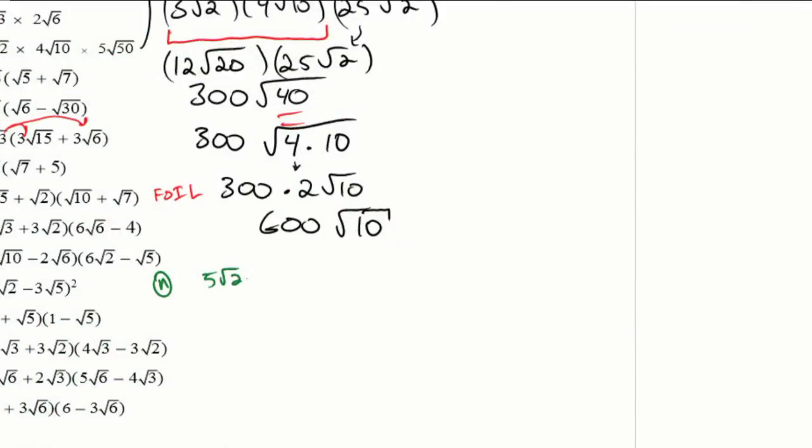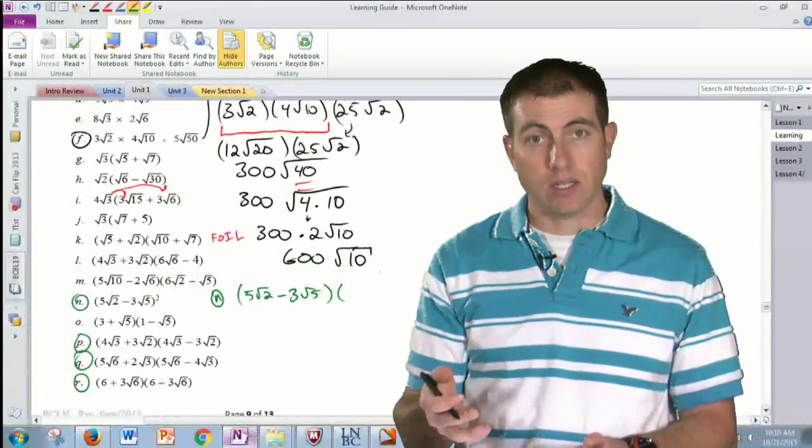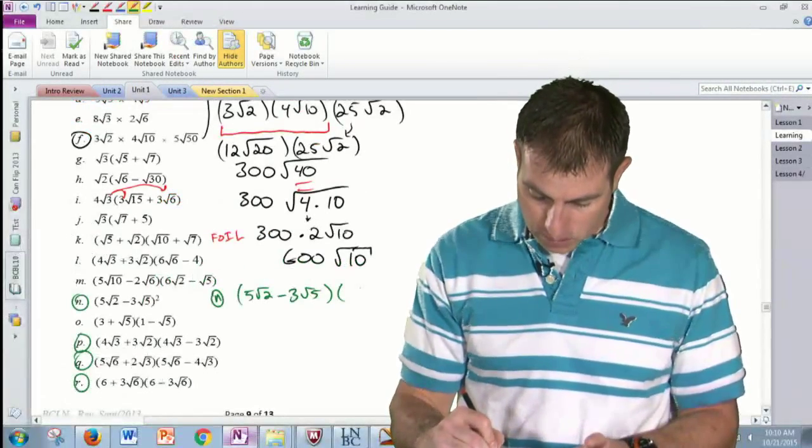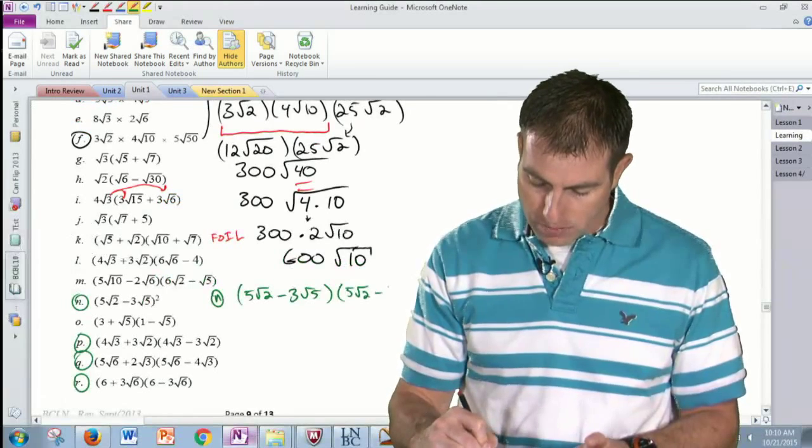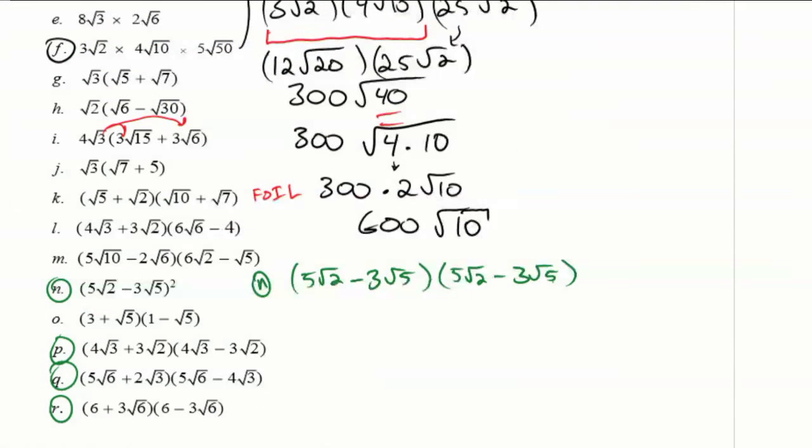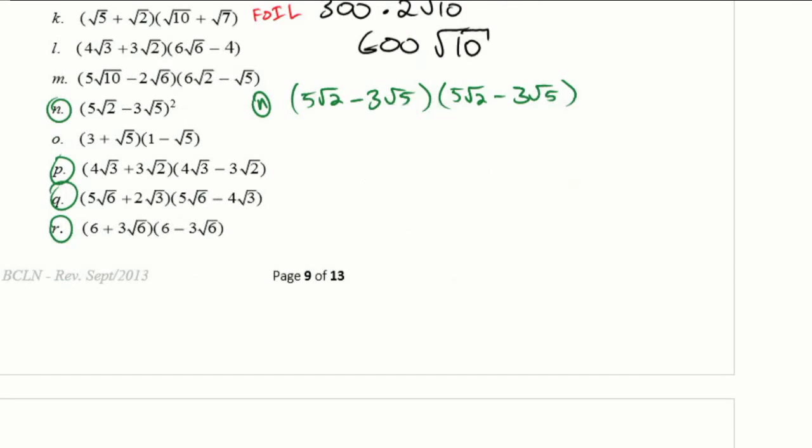I have 5 root 2 minus 3 root 5, and because it's squared, I'm going to write it out twice, because anything squared is just the number multiplied by itself. So I'm going to have this 5 root 2 again, minus 3 root 5. When I multiply my radicals, I multiply the numbers out front, and then I multiply the numbers under the radical sign. So I have 5 times 5. This is a FOIL question. First, outside, inside, last.